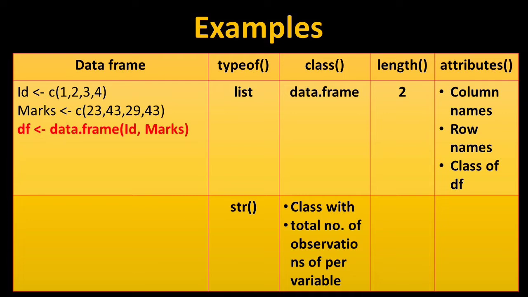The attributes function for df will return the properties of df, that is, it will return the class of df, the column names and the row names of df. Then the structure function will indicate the internal structure of data frame df. It will return the class of the data frame along with the total number of observations per variable available in the data frame.